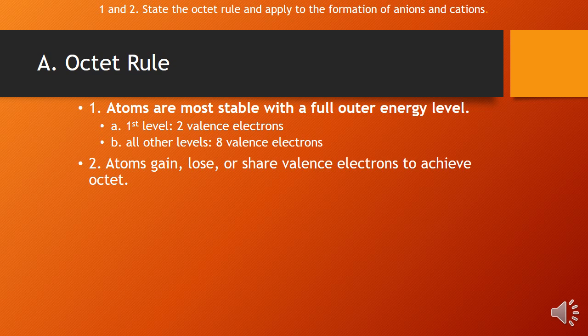Atoms will either gain, lose, or share their valence electrons to achieve this octet. Now, for a great majority of this unit, we will be simply focusing on the gaining and losing of the electrons. The sharing will come towards the end.